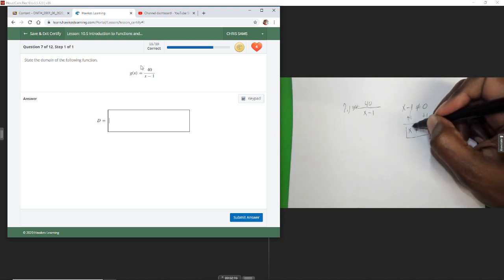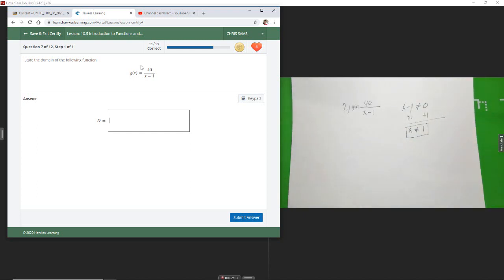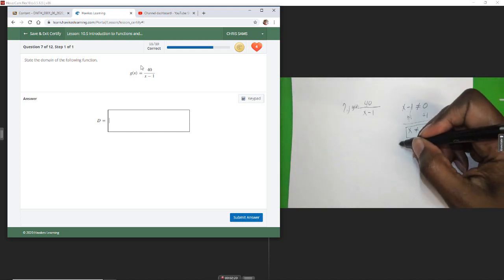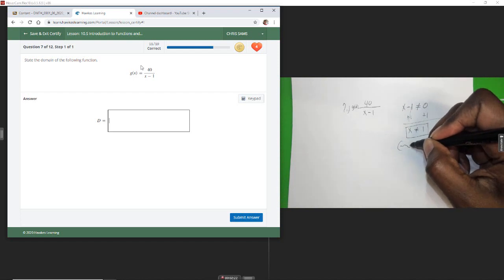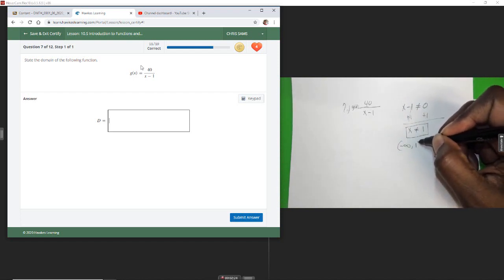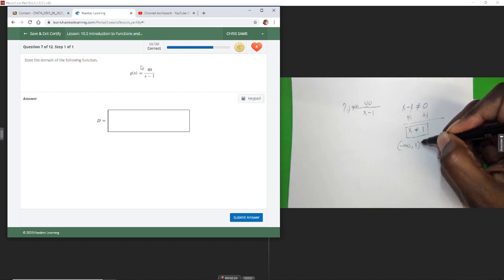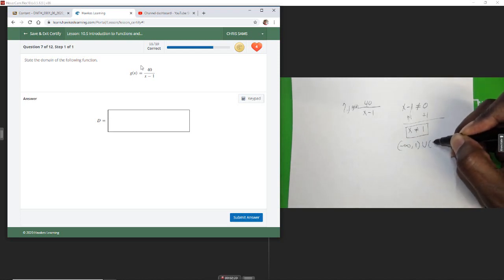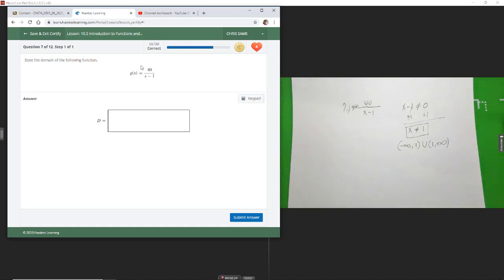So we can just say our domain is x is not equal to 1, or in interval notation you need to be able to do both. -infinity to 1, and then you would use a parenthesis indicating we don't actually reach that number. Then union 1 to infinity, just like the example that we saw.